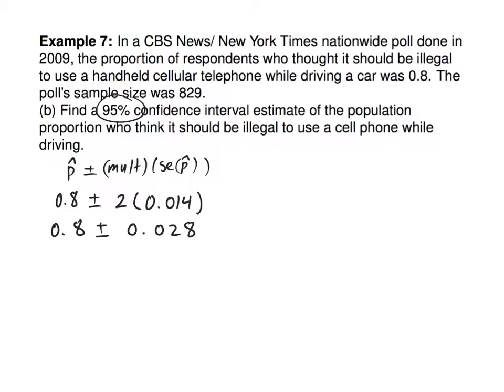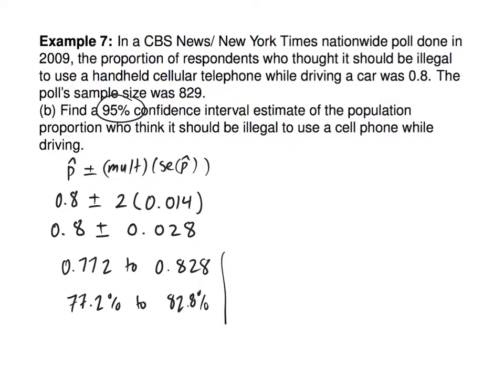Yep, so that's 80% plus or minus 2.8%, right? On the high end it's 0.828. On the low end it's 0.772. You have to think like 80 take away 2 is 78, and then take away 0.8 makes it 77.2. Or as percents, it'd be 82.8% and 77.2%. Okay, awesome.